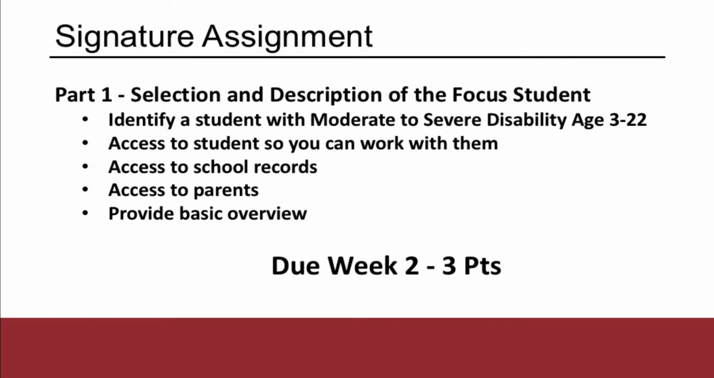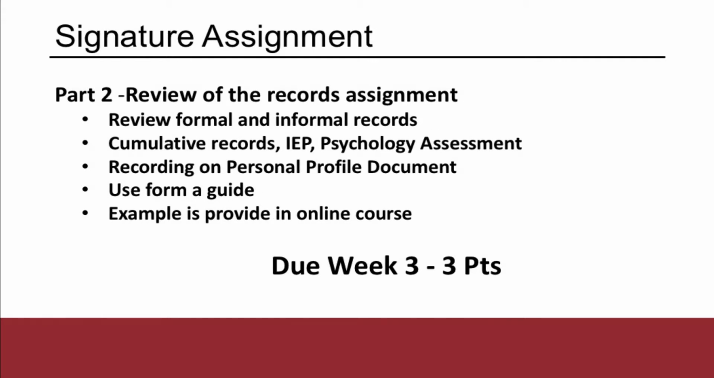So that's part 1. Part 2 of the signature assignment is called the Review of the Records assignment, and it's due week 3. Basically, again, you're just looking at the formal and informal data that is available to you in the student's educational records. These can be the CUM or an IEP, psychoevaluation, assessment, and you're sort of summarizing that information, getting to know the student through the written documentation that's available, and then recording that information on the personal profile.